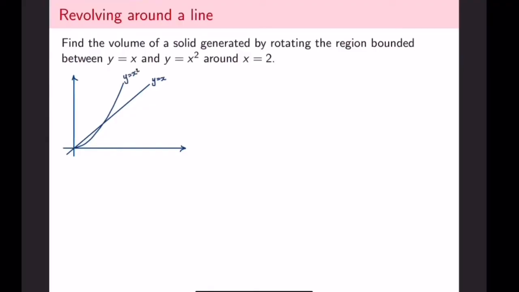Okay, now recall that the point of intersection is 1, and I am trying to rotate this whole thing around x equals 2. So I'm trying to rotate it around here. Okay, and I can already see that my axis here is not going to be quite long enough. So this is going to be my line of rotation.